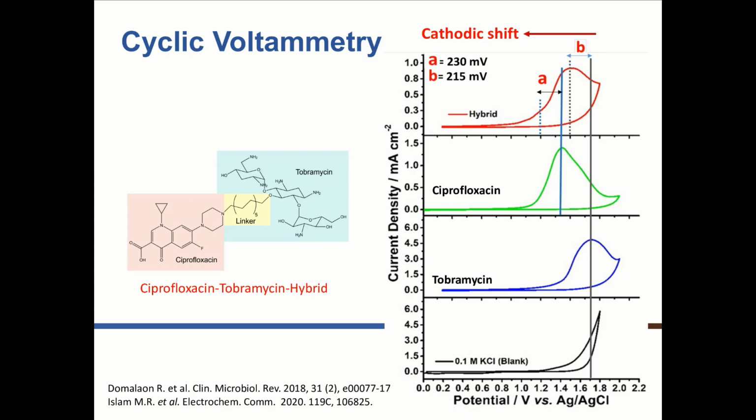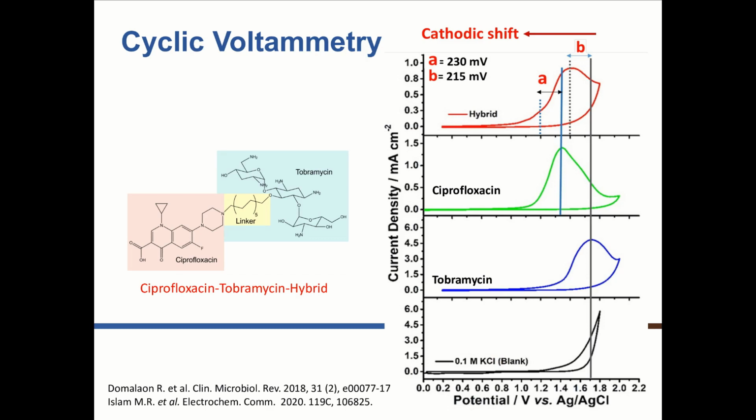So here on the right-hand side, you see examples of these voltammograms for different antibiotic species. In blue, you see the electrochemical signature of tobramycin, a very common antibiotic, as well as in green, ciprofloxacin, and in red, we see an antibiotic hybrid. You can see that these reactions are not chemically reversible because we don't see a reduction peak, but we do see a pronounced oxidation peak for both tobramycin and ciprofloxacin.